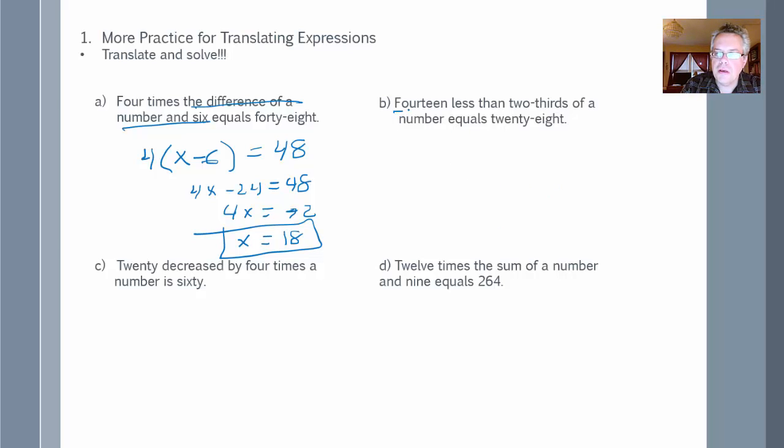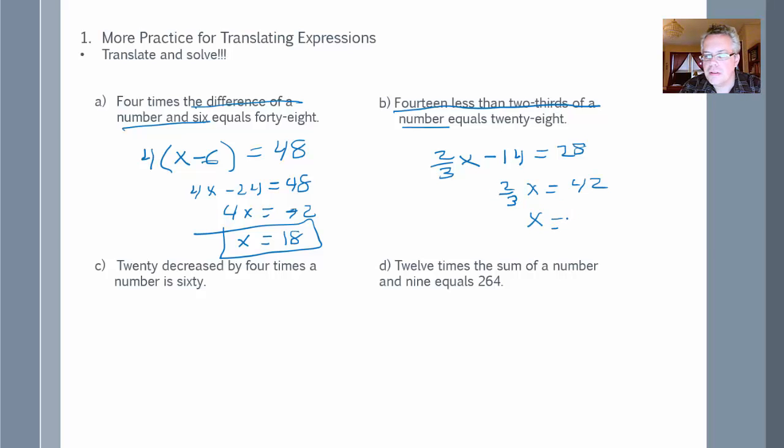All right, the second one, 14 less than 2/3 of a number. This one is tricky. As we mentioned in class, when we have 14 less than something, that means we're subtracting 14. So we have 2/3 of a number. That's 2/3 times x. To make it 14 less than that, we subtract 14, and it equals 28. Add 14 to both sides, and we get 42. If we do 42 divided by 2/3, I think you'll end up with a nice 63.